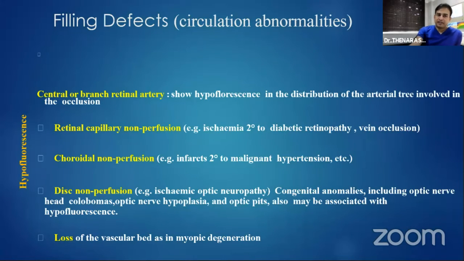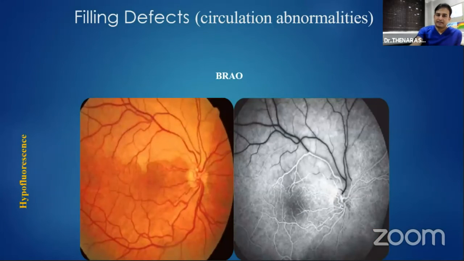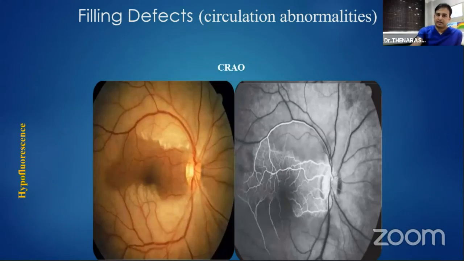Filling defects could be due to different circulation abnormalities. It could be central or branch retinal artery occlusion, capillary non-perfusion, or choroidal non-perfusion. Here you can see the segmental non-perfusion in the superior area. It is due to branch retinal arterial occlusion. It is mainly seen in the arterial phase. Again, this is a case of central retinal arterial occlusion with cilioretinal artery sparing, and you can see the global filling defect, which is mainly seen in the arterial phase.